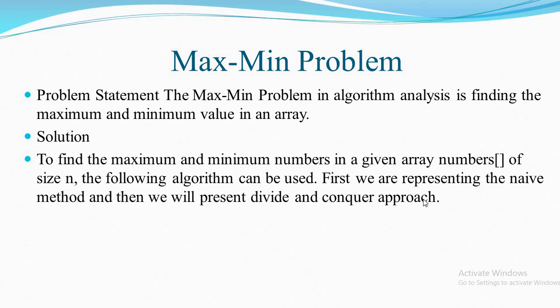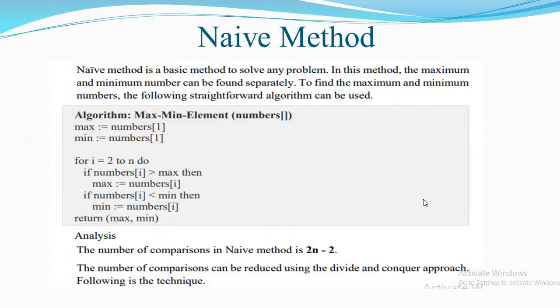Solutions. To find the maximum and minimum numbers in a given array of size n, the following algorithms can be used. First, we are using the existing naive algorithm method, and we find the analysis for the naive method. Then we find the divide and conquer method. This is the naive method. The naive method is a basic method to solve any problem. In this method, the maximum and minimum number can be found separately. To find the maximum and minimum number, the following straightforward method can be used.